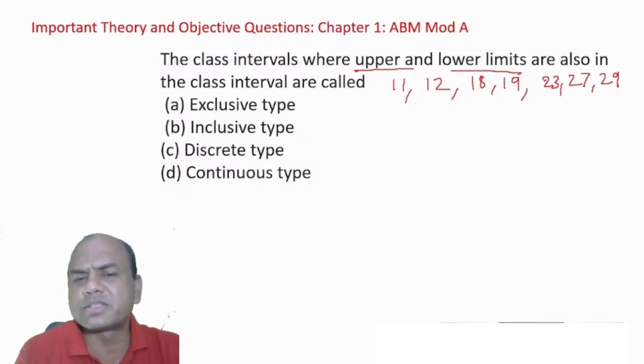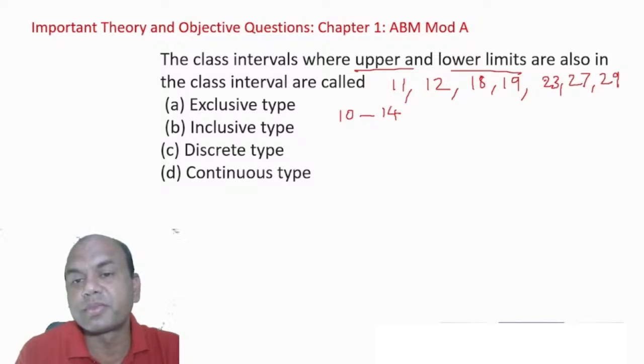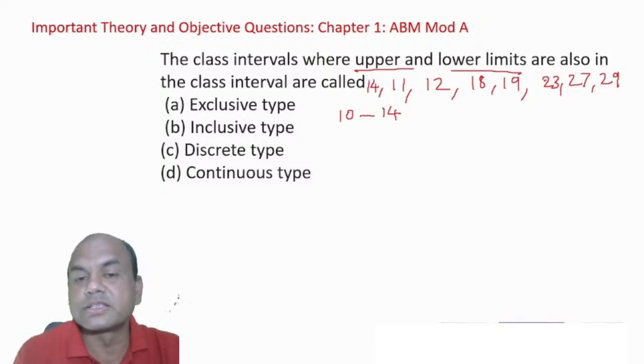Here, let me start with a simple one. Now I can arrange it this way also. 10 to 14, and there I'll write both inclusive. 10 also included and 14 also included. Let me add one number over here, that is, let's say 14. So this is 10 to 14.